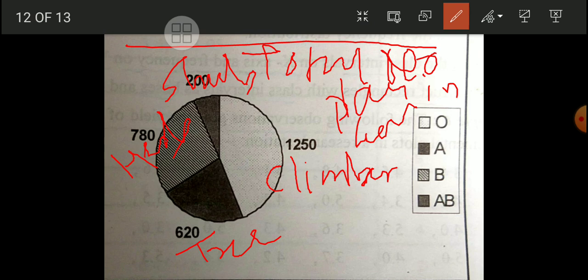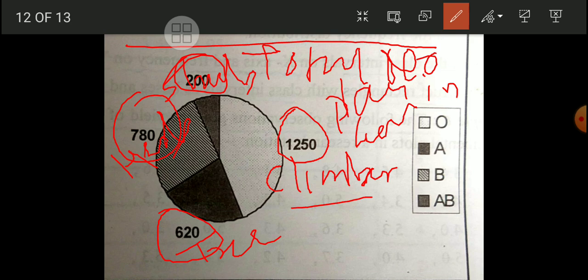Now you have to keep in mind, suppose we have data on the number of total plants in our garden. So we will make a total of this, isn't it? And then we will find that the number of trees is 620 out of the total, again 780 herbs out of the total, 200 out of the total, and 1250 climbers. If we make the total of all these, we will find that only this many plants are present there.